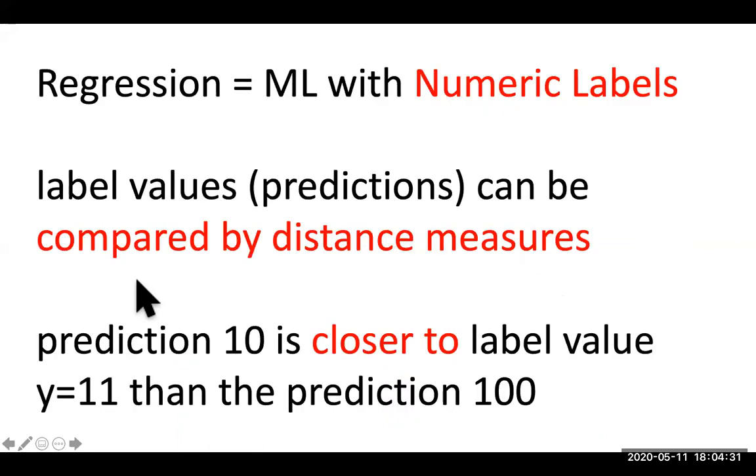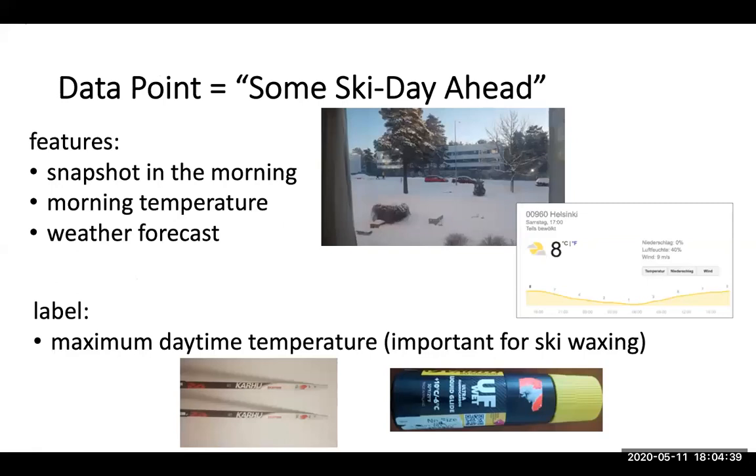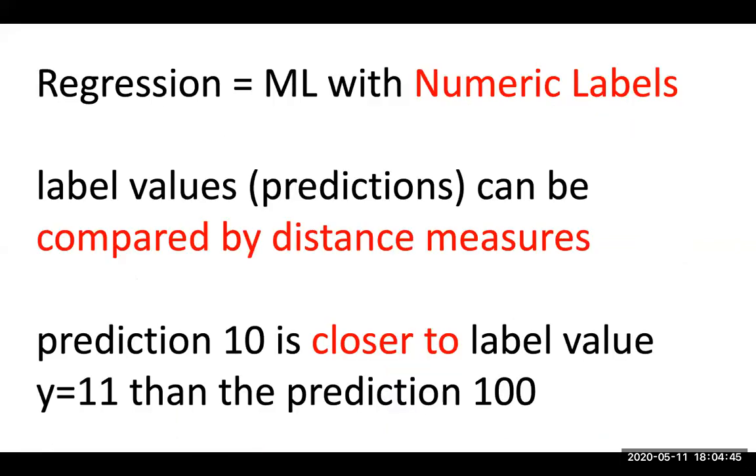So this is a regression problem because the label is a numeric quantity. So the label here is something like a number, the maximum daytime temperature. And when you use numeric labels, the resulting machine learning problems and corresponding methods are called regression methods. And this might seem somewhat trivial or not very exciting, to use numeric label values. However, it turns out that this gives you a lot of opportunities for doing machine learning.